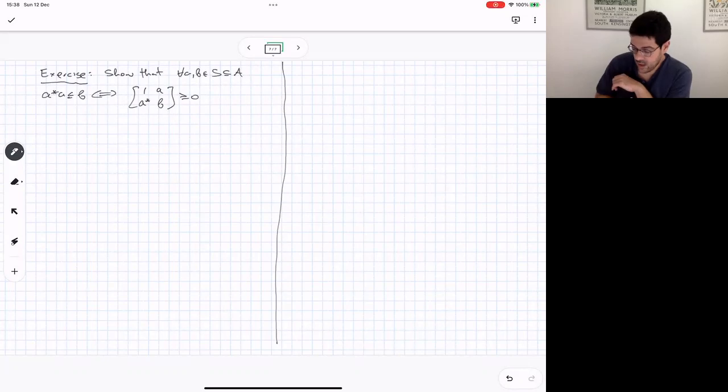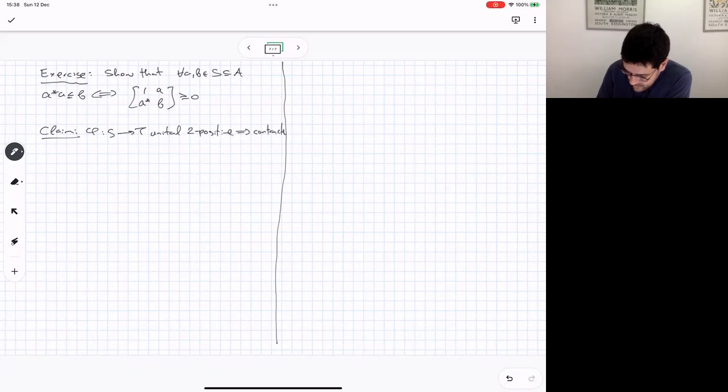So, claim: phi from S to T, unital 2-positive, implies contractive. Proof: immediate from the lemma, right?